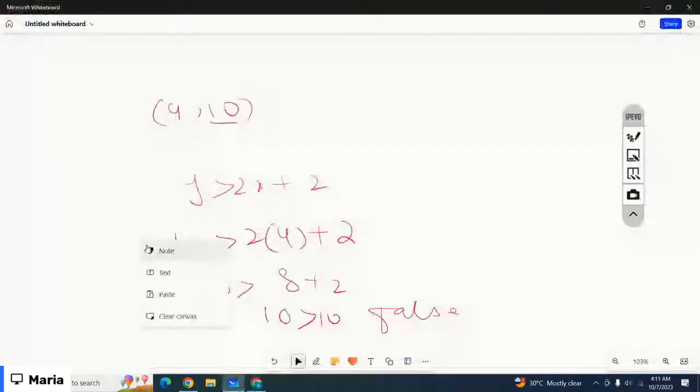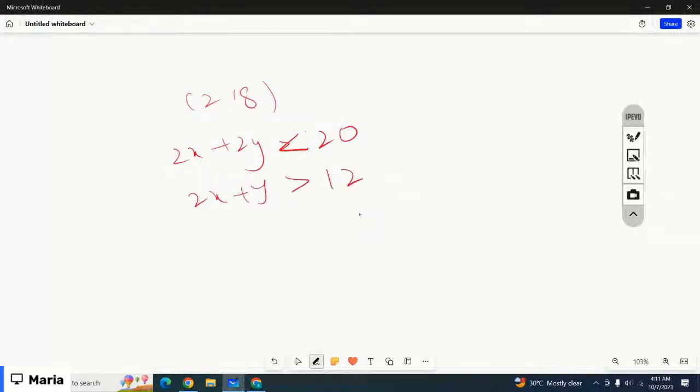Okay, the next lesson is: is (x, y) a solution of the system of inequality? Again, we have to see whether (x, y) is the solution, and you do exactly the same thing. For example, you are given a point (2, 8) and a system of inequality. That means you are given two inequalities: 2x plus 2y less than 20, and the other is 2x plus y greater than 12.